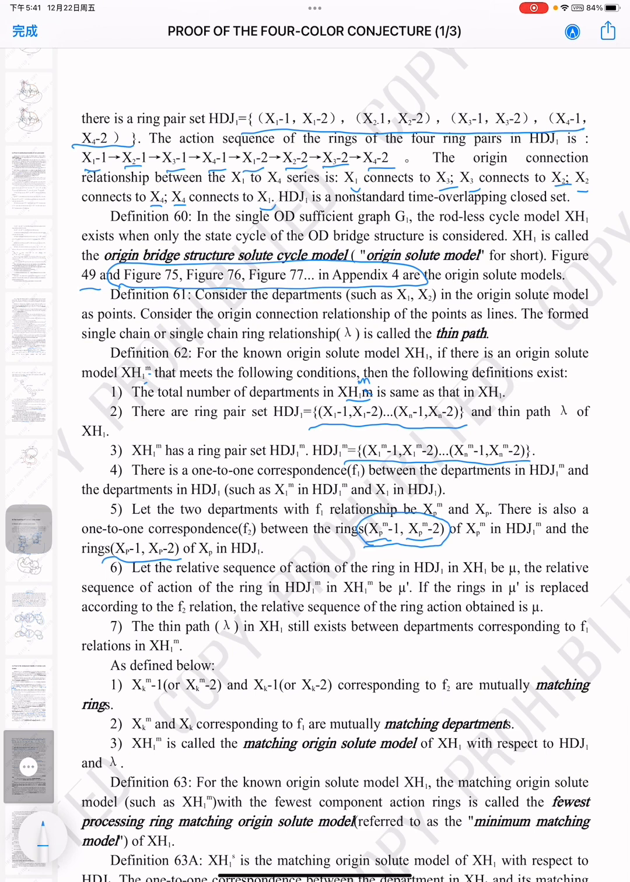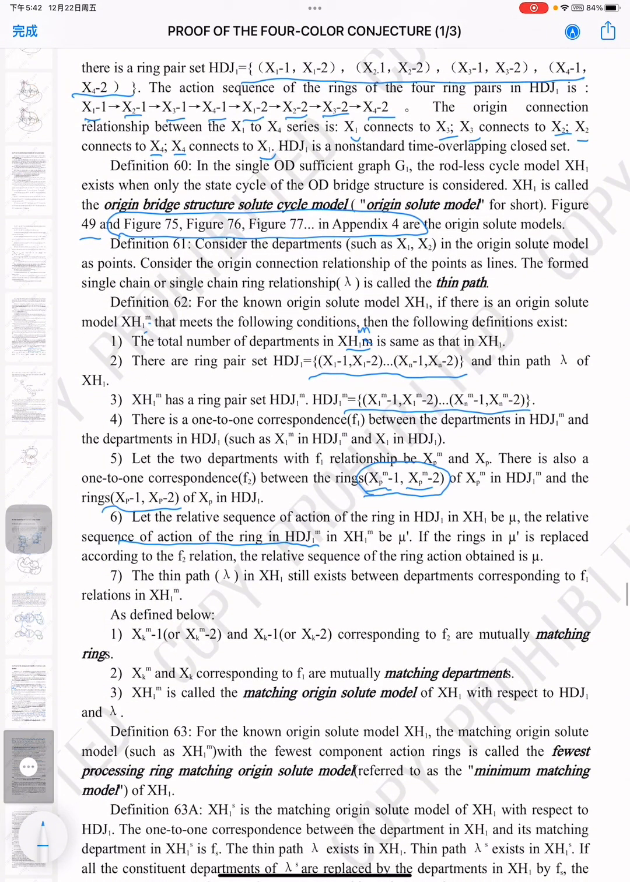6. Let the relative sequence of action of the rings in HDJ1 in XH1 be nu. The relative sequence of action of the rings in HDJ1M in XH1M be nu apostrophe. If the rings in nu apostrophe are replaced according to the F2 relation, the relative sequence of ring action obtained is nu. 7. The same path lambda in XH1 still exists between departments corresponding to F1 relations in XH1M, as defined below.